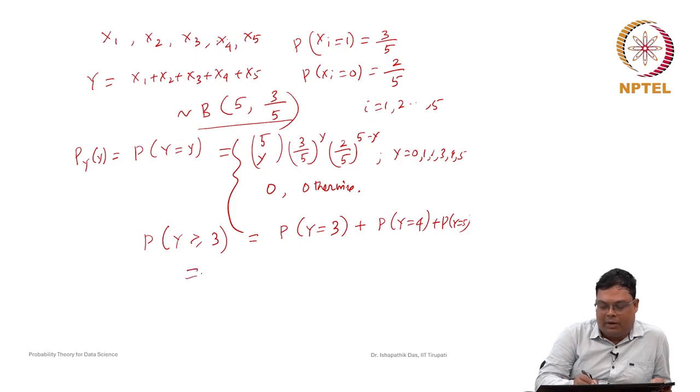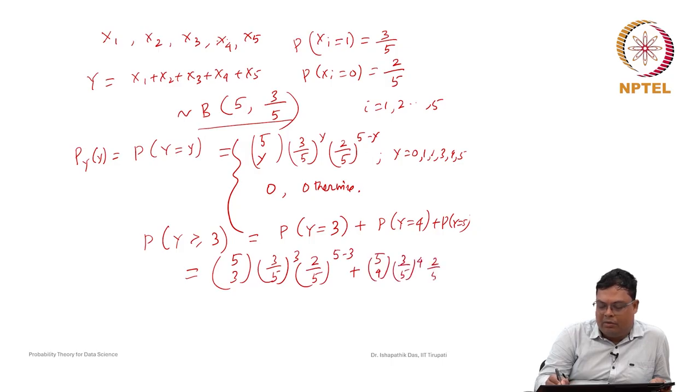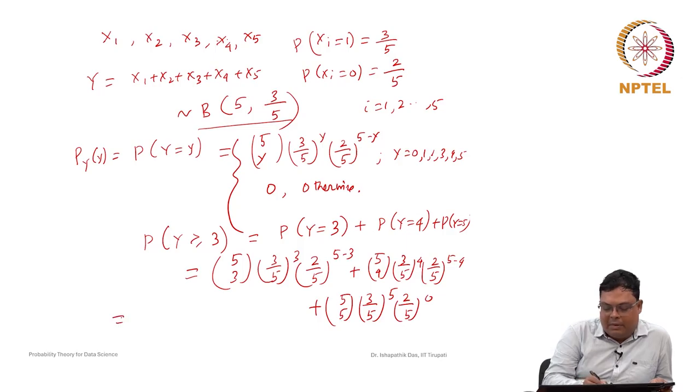Then the probability of y equal to 3 is 5C3 (3/5)^3 (2/5)^(5-3), plus 5C4 (3/5)^4 (2/5)^(5-4), plus 5C5 (3/5)^5 (2/5)^(5-5), which is 0. So, we just have to simplify here.